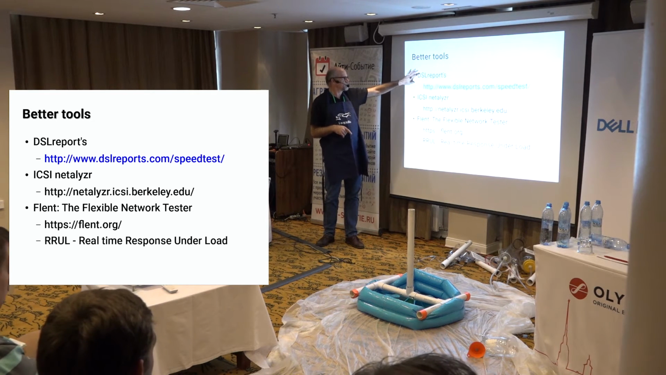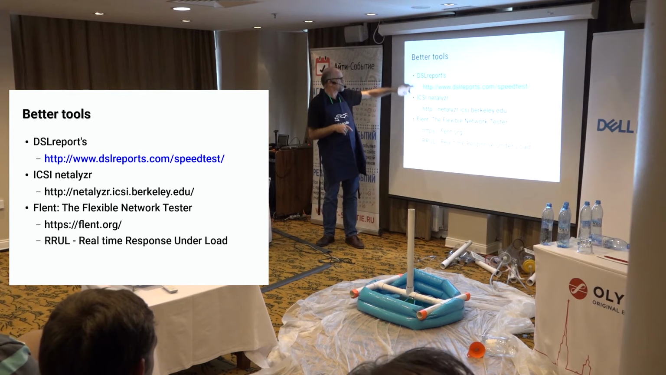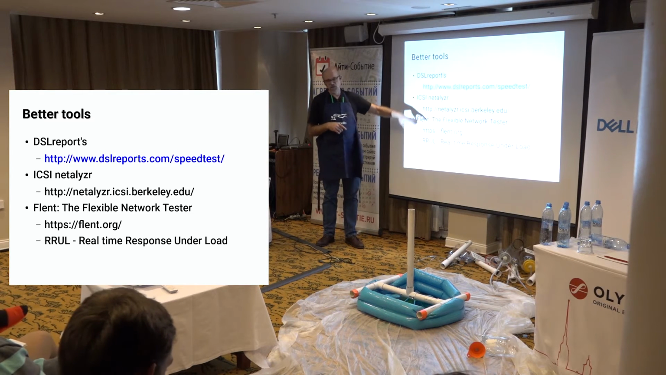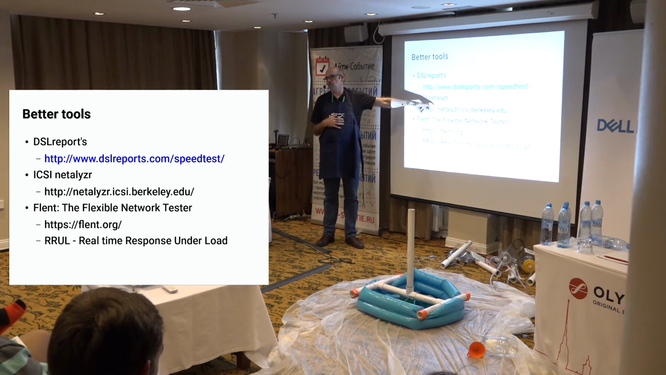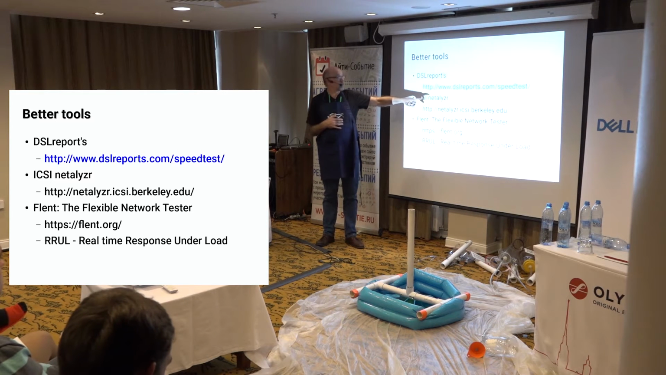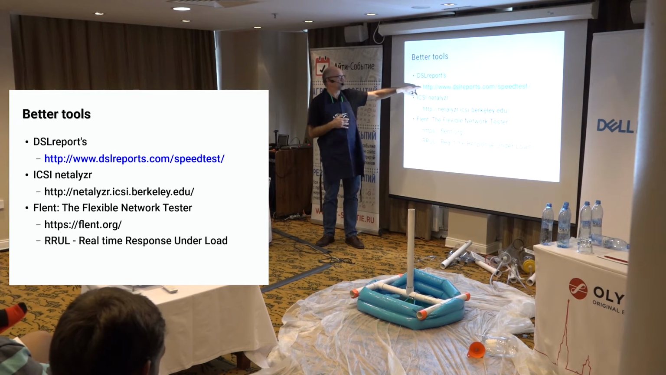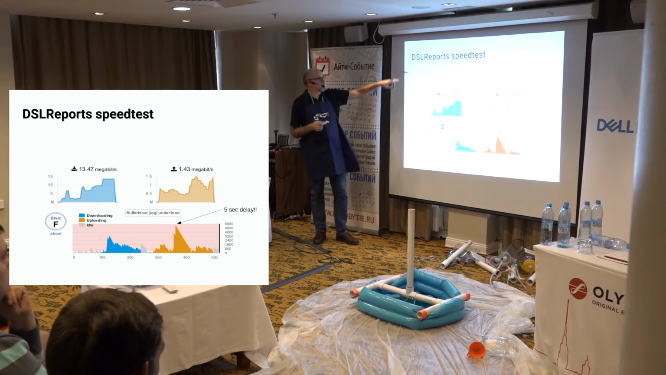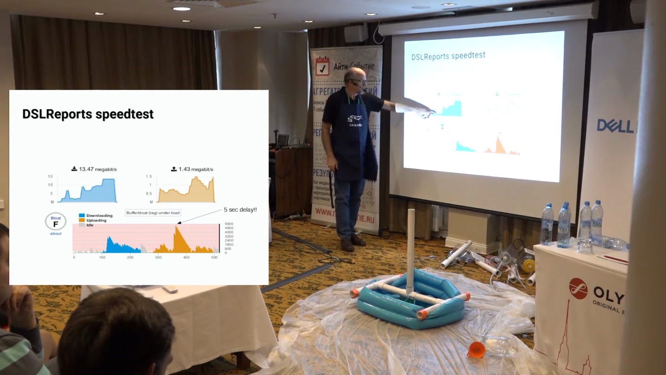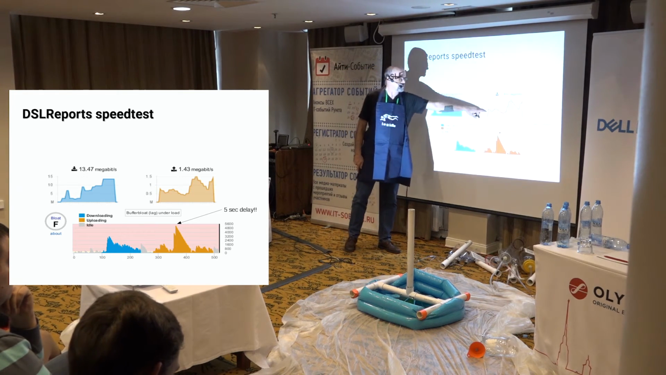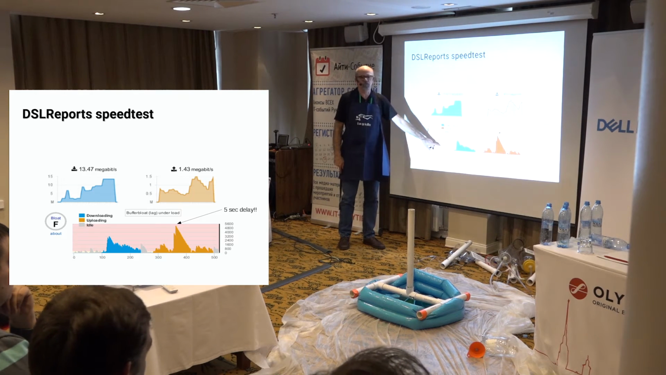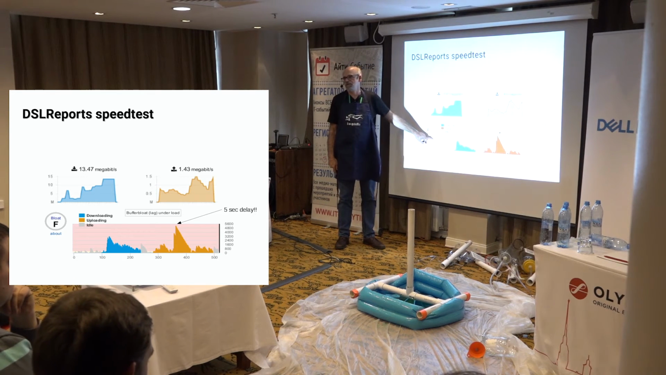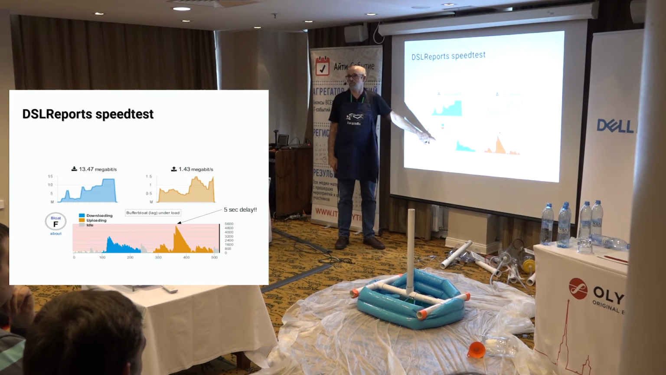The other two, which are more for desktop users, is ICSI Netalyzr, which will report latency under load on a wide range of other stuff. And DSLReports got involved with the Bufferbloat mailing list and made a cool test called speed test. And their speed test runs downloads, uploads, and measures your buffer bloat. This was run in a hotel. Hotel networks are kind of notorious for having huge amounts of buffer bloat.